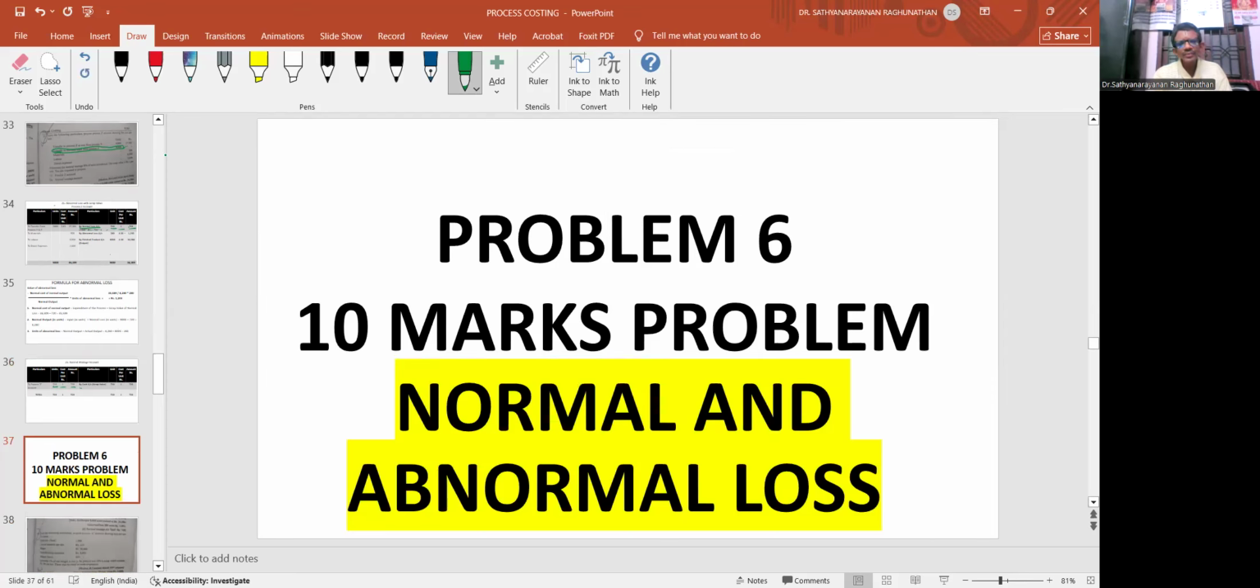Fine. This is one of the very important problems you can expect in the examination. Whatever problems we have seen for the past 2 days, all of them are important problems. You can strongly expect them in the examination. This is also one of the important 10 marks problems, which comprises normal and abnormal loss.